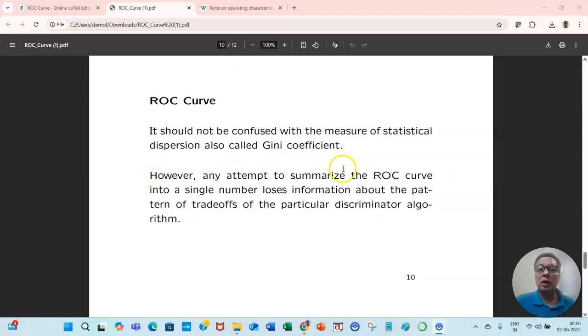However, any attempt to summarize the ROC curve into a single number loses information about the pattern of trade-offs of the particular discriminator algorithm. So, to measure the performance of the classifier, we need the whole ROC curve, and attempts have been made to come up with a single number like the F1 score, etc. But we are losing information. There is no number that can replace the ROC curve.